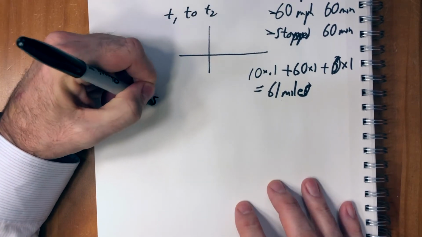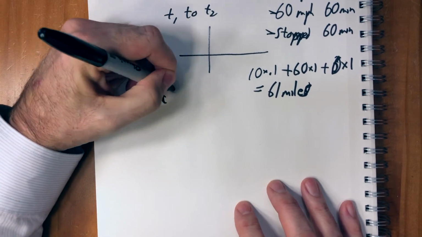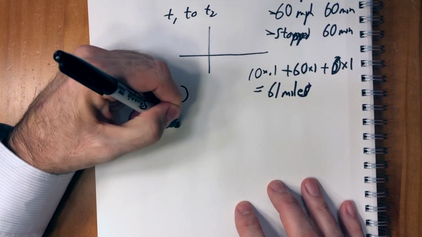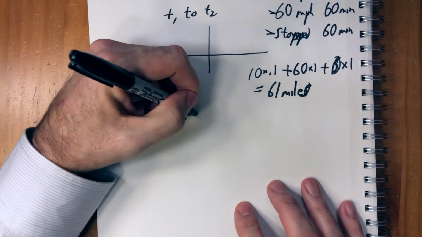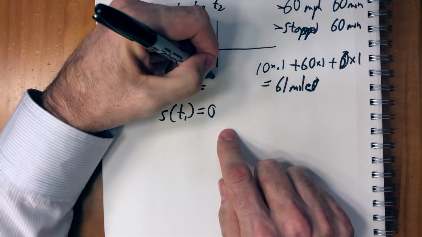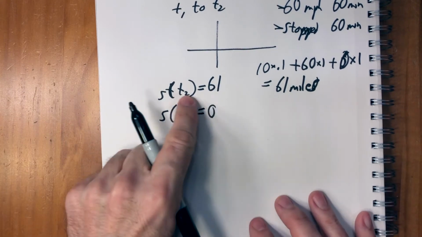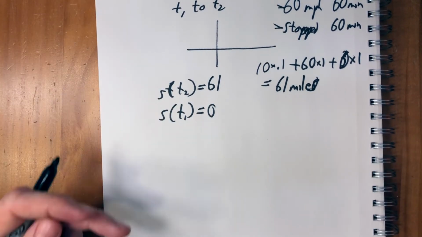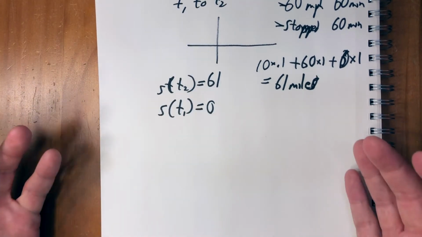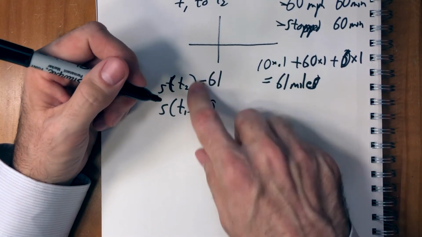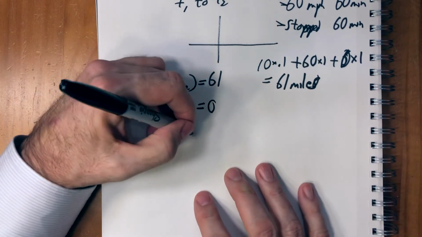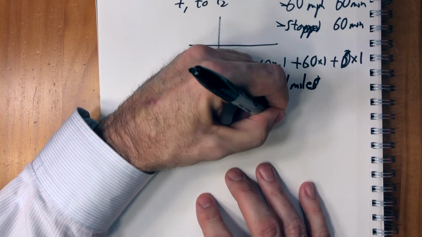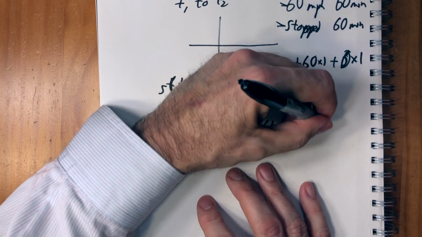We could also figure this out by looking at our position at t2 and our position at t1. So if we started at mile marker 0, and at the end of the time we looked at the mile marker, it was 61. So if we want to know how far we've gone, 61 minus 0, we've gone 61. That means that the total change that we went through was s2 minus s1 equals 61 minus 0 equals 61.